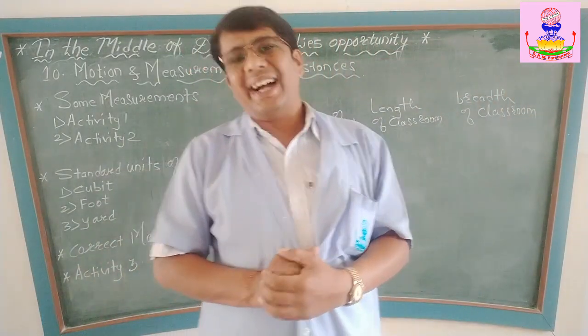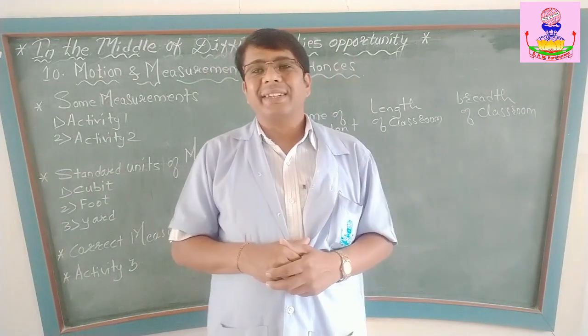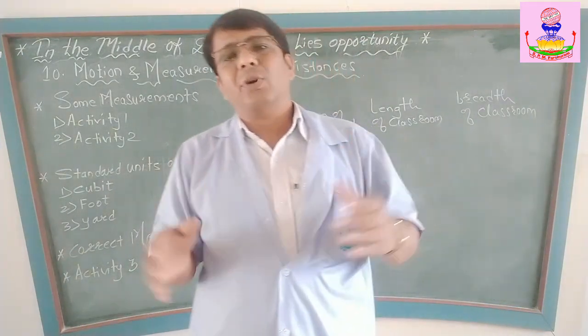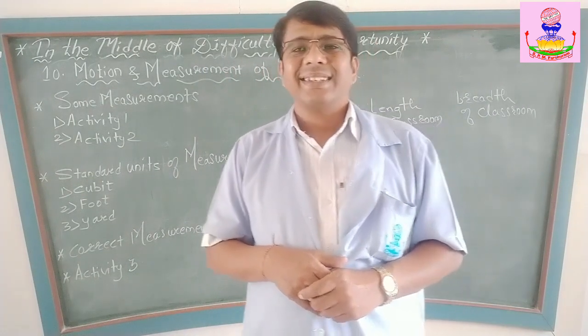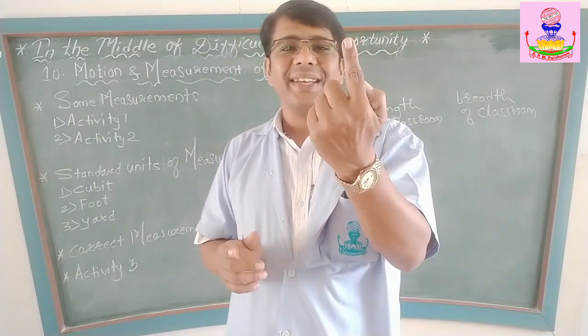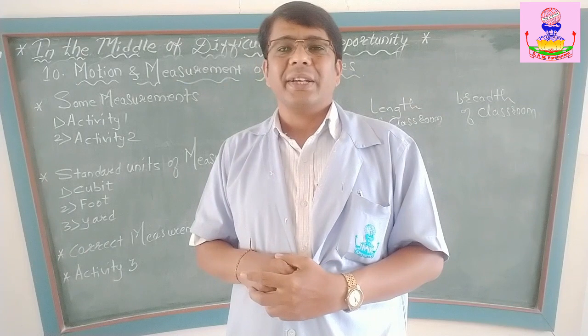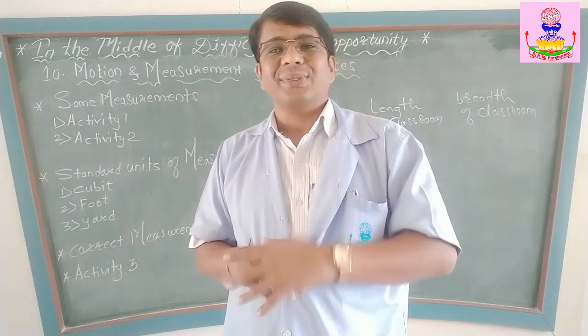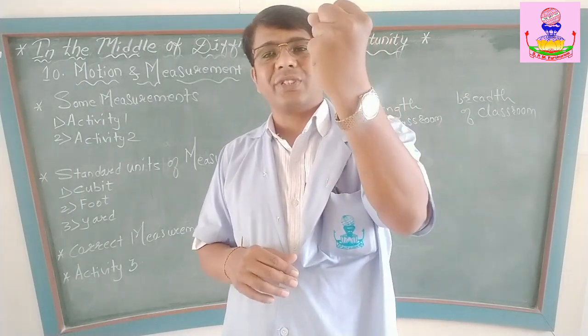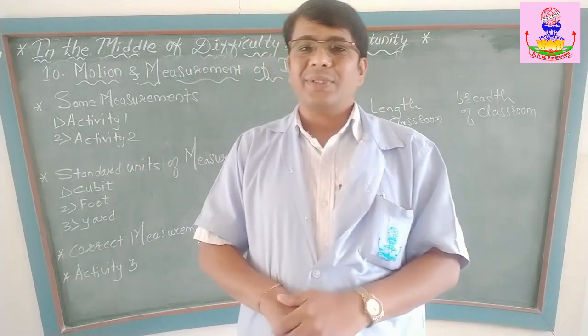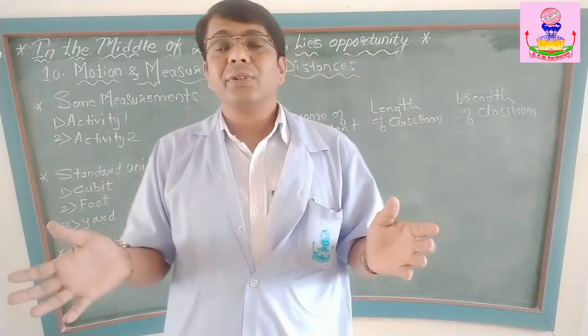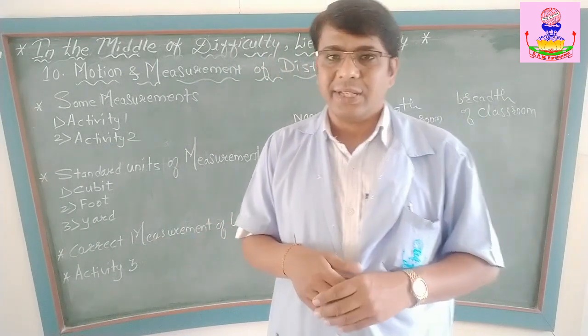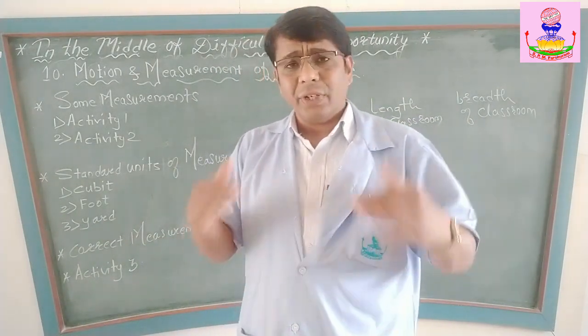Now, when I come to ancient India, various smaller units like ungul, that is the width of 1 small finger, were used. Then fist, that is mutti, was used.